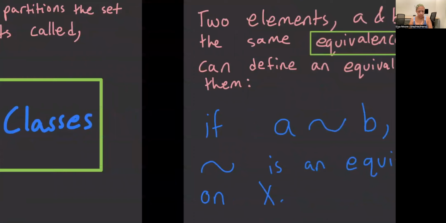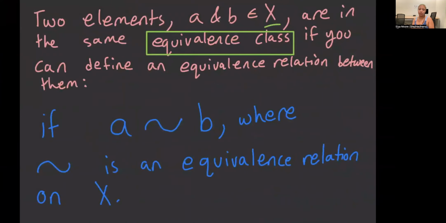So we're saying here that two elements A and B are in the same equivalence class if you can define an equivalence relation between them. If A is related to B, where this squiggly is an equivalence relation on X, then you would say that A and B are in the same equivalence class.